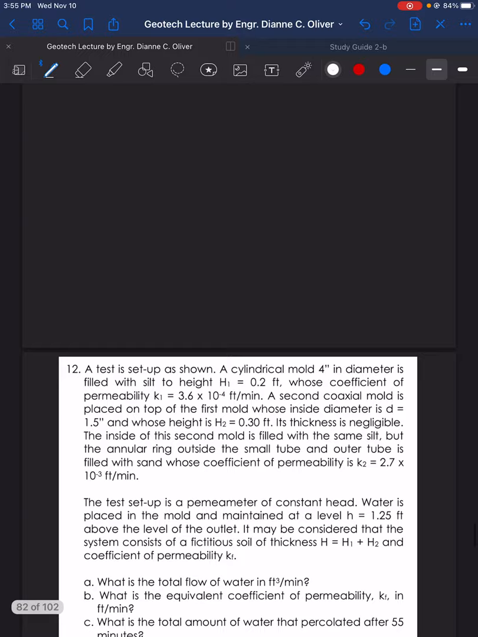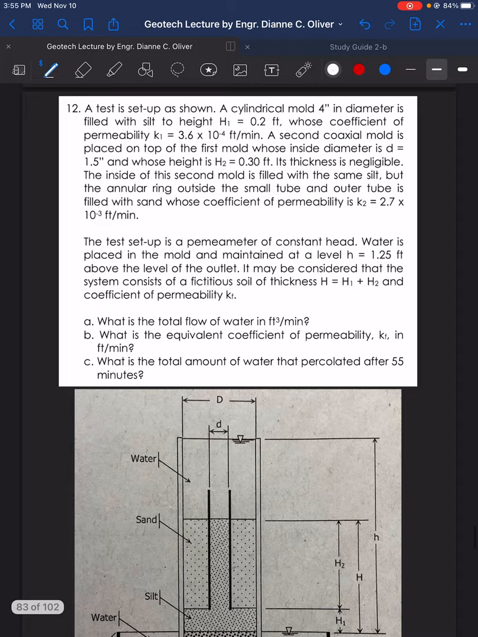Next, let's go to number 12. And I think this is the last one. Okay, yes. So, last one, number 12. So, this one is going to be lengthy.